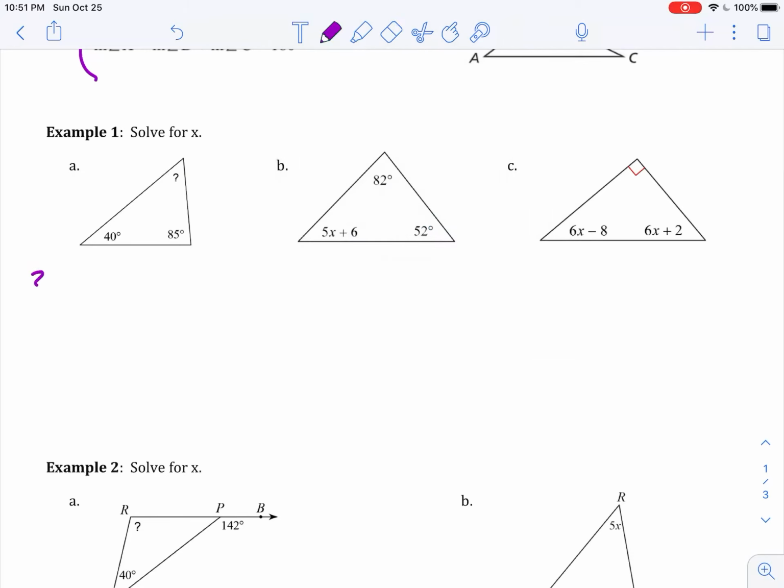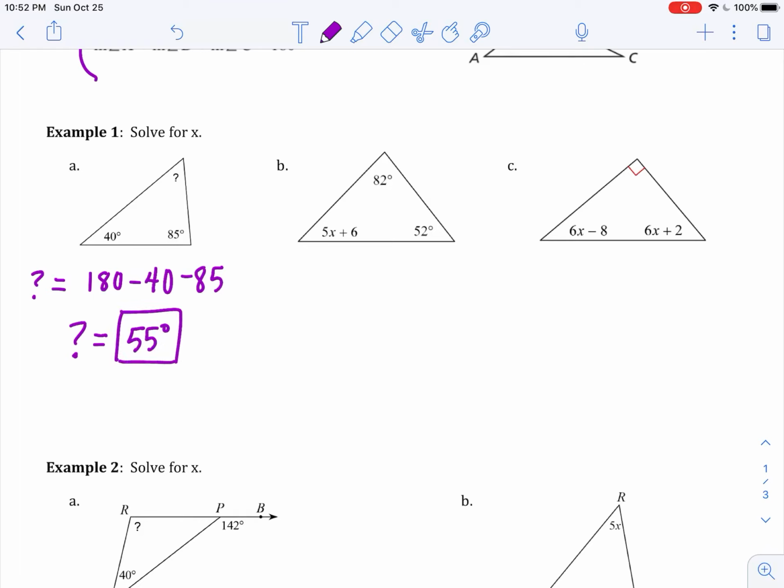So that question mark that's missing, that angle that is missing that they put a question mark on, would be 180 degrees minus 40 minus 85. Because if the whole triangle has to add up to 180, we could just subtract the other two angles to get the missing angle. So if you did that subtraction, you would get the missing angle is 55 degrees.